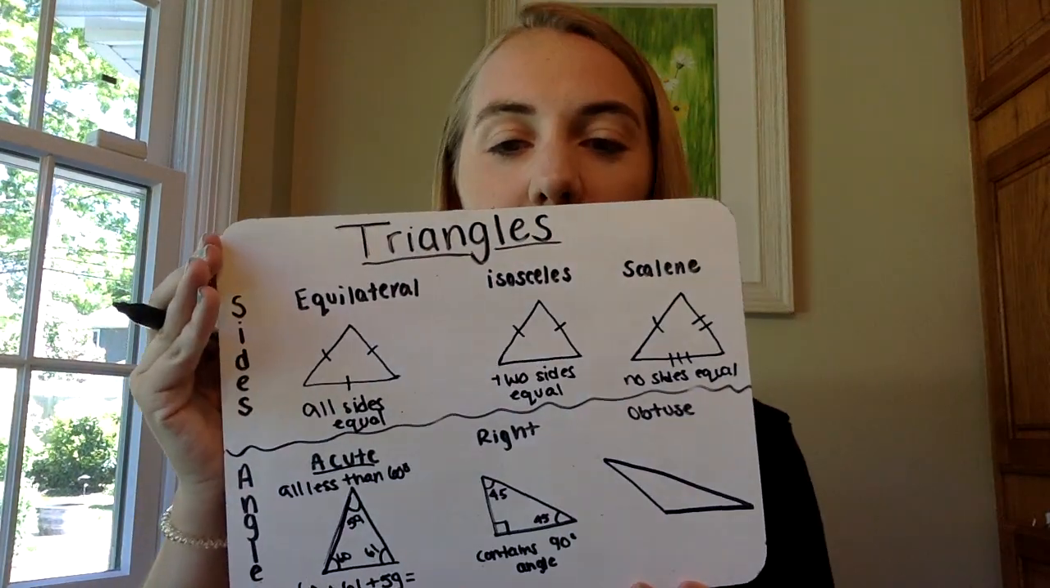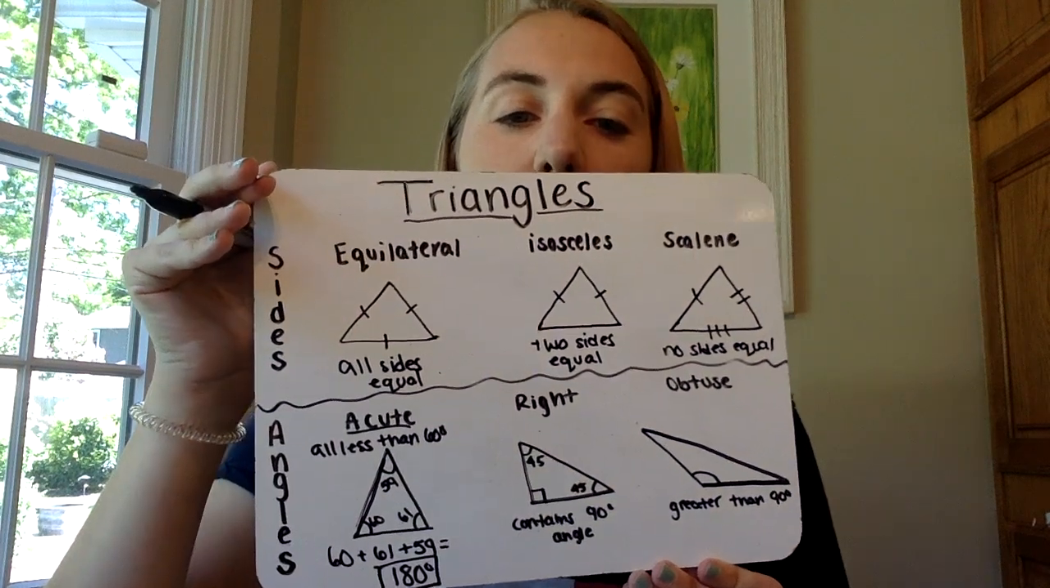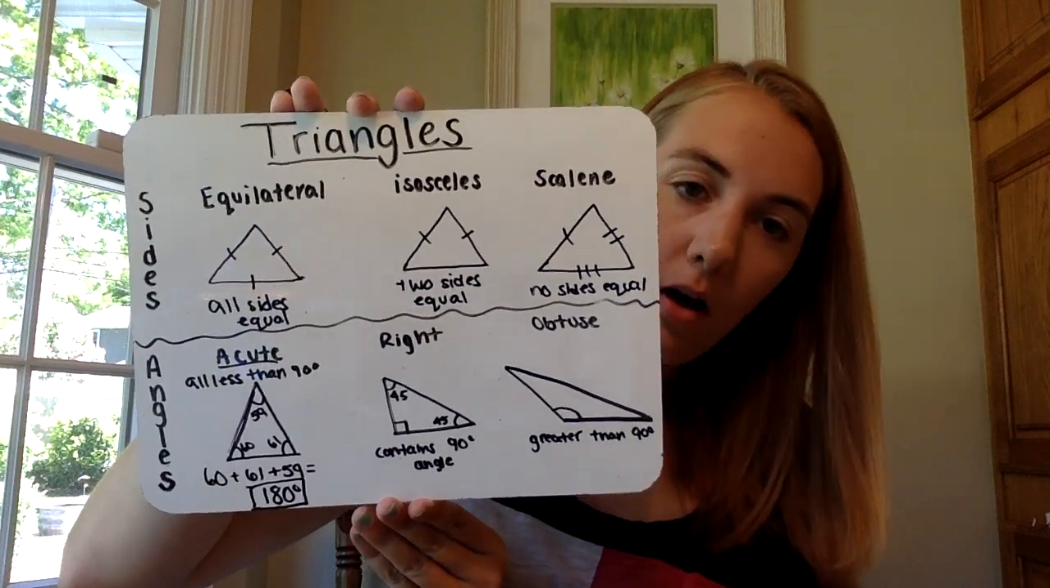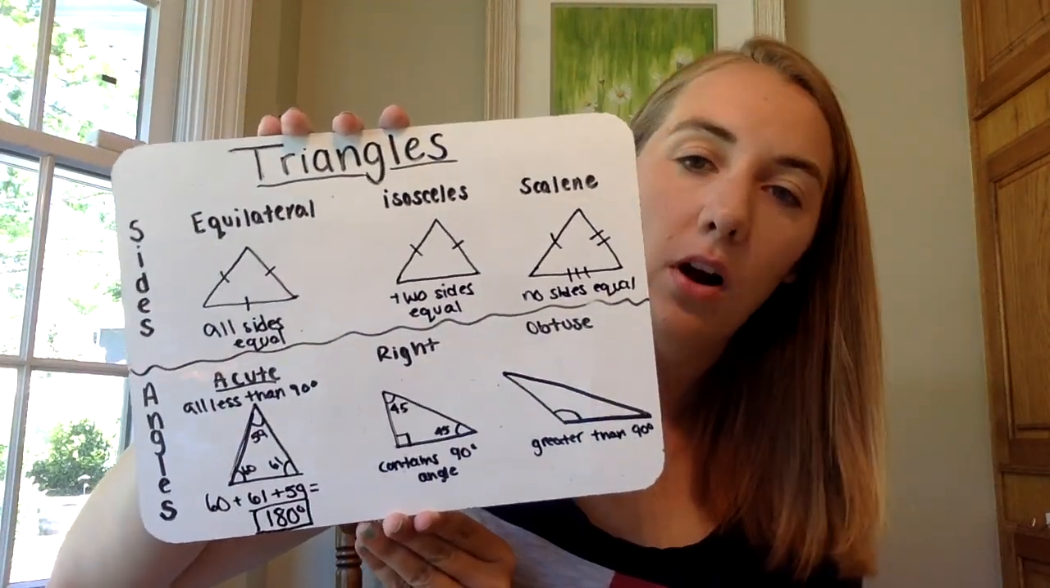And lastly, we have something called an obtuse triangle, which looks kind of like this. And you notice that this bottom angle here is going to be greater than 90 degrees. So acute means it's less than 90, a right triangle contains a 90-degree angle, and obtuse are greater than 90 degrees.